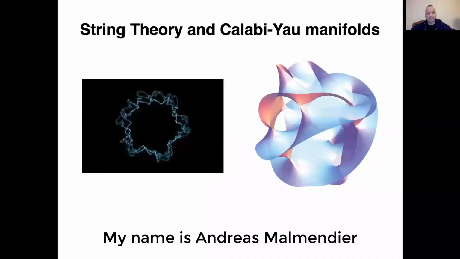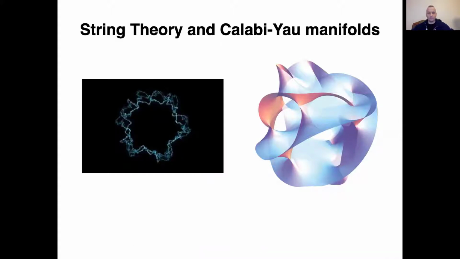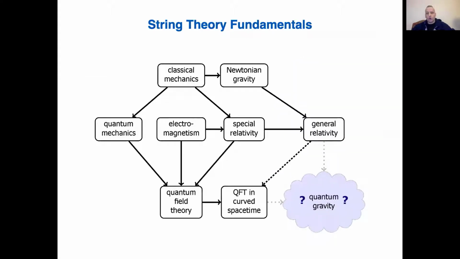My name is Andreas Malmendier, and I'm an associate professor in the core math group at Utah State University. My research focuses on Calabi-Yau manifolds and the role they play in string theory. Recall that string theory is one of the most promising candidates to unify general theory of relativity and quantum mechanics.